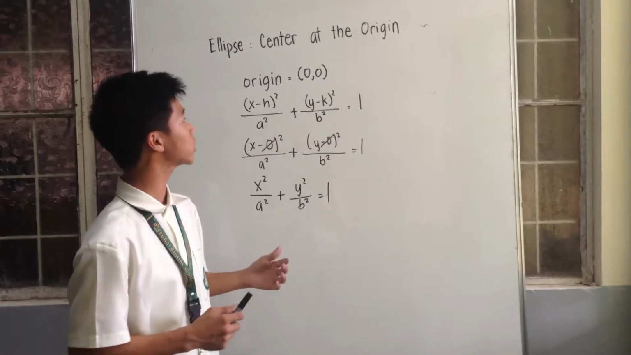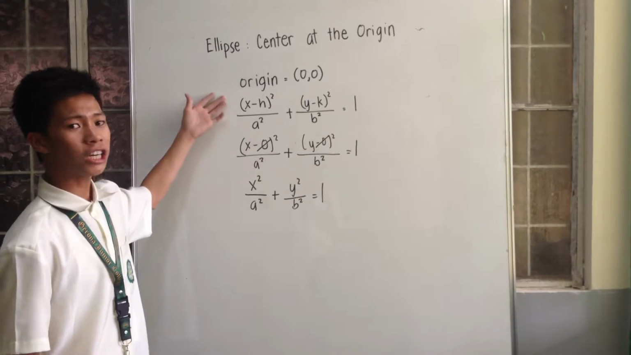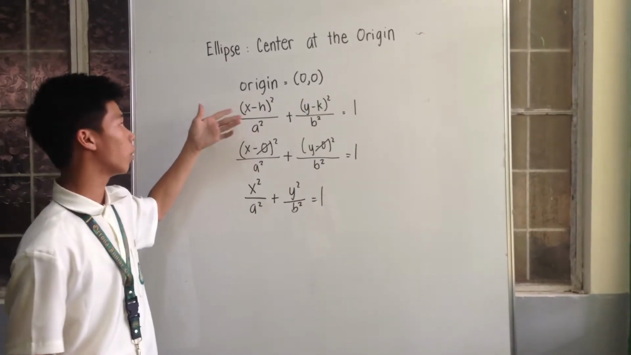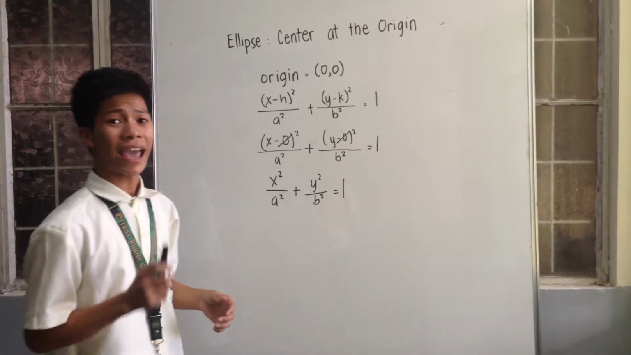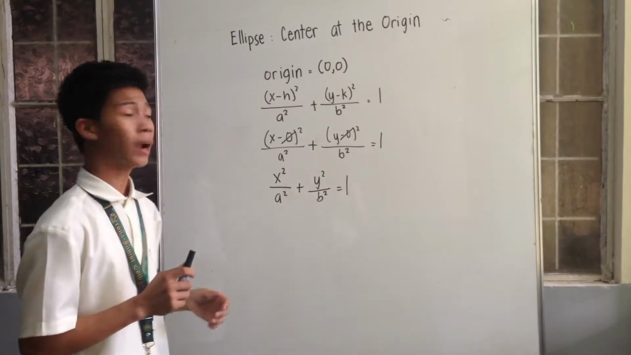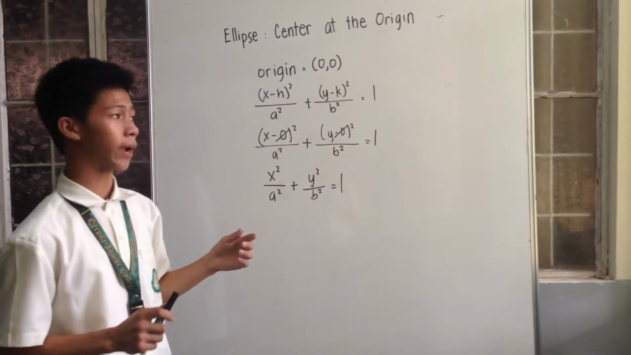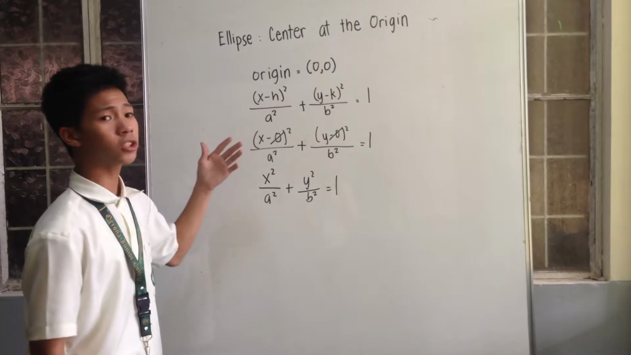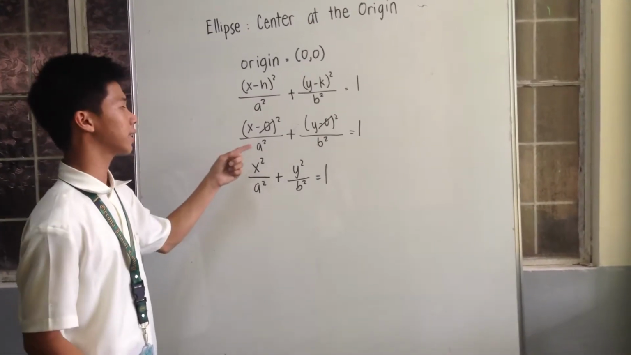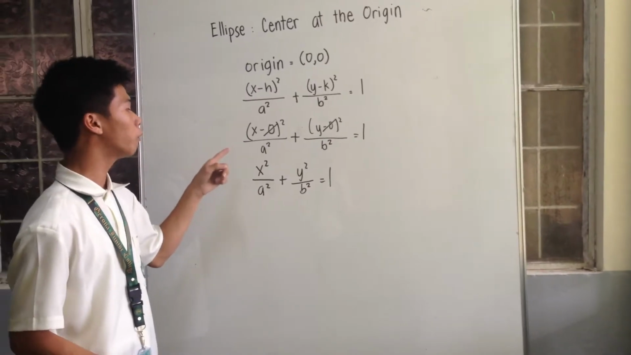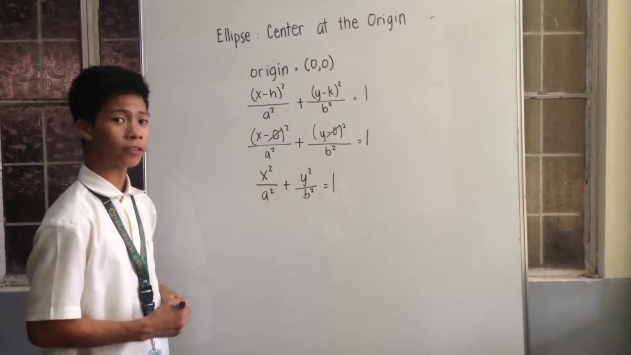Now, we will try to solve some ellipses whose center is at the origin. The origin will be (0, 0). The standard form of the ellipse is (x minus h) squared all over a squared plus (y minus k) squared all over b squared is equal to 1. So, we need to substitute our center. Since it's 0, the h and k will be cancelled. So x squared over a squared plus y squared over b squared is equal to 1 is our standard form.